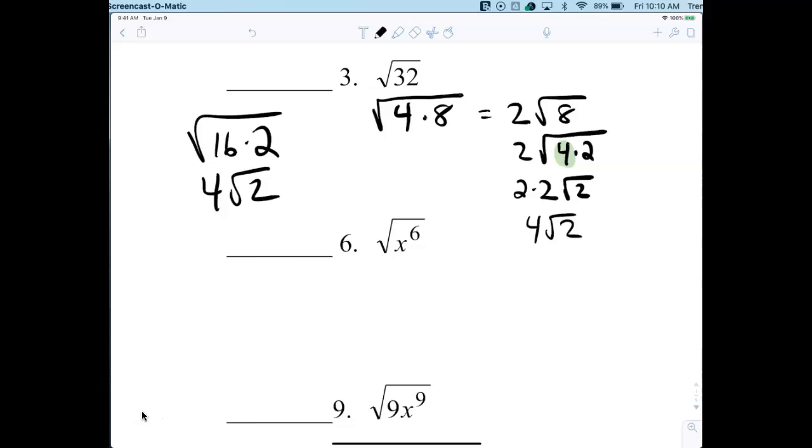So your objective is to try to find the largest perfect square. It makes the problem easier. But some kids don't see 32 as 2 times 16. Most kids see it as 4 times 8, and they think they have the right answer.